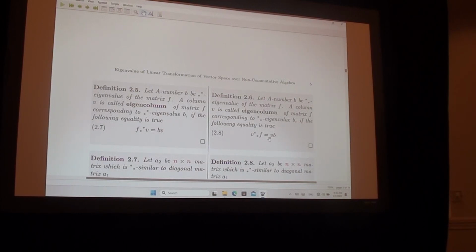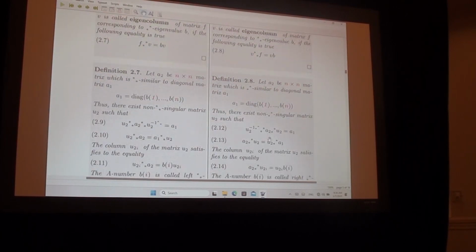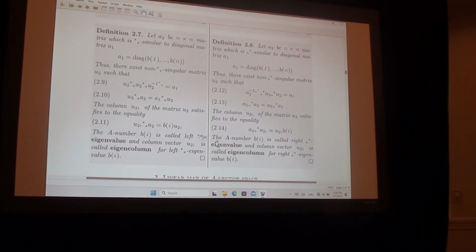These eigenvalues are called singular eigenvalues. Now we consider left and right eigenvalues. Let A2 be a square matrix which is CR similar to the diagonal matrix A1. Thus, there exists a CR nonsingular matrix U2 such that equalities 2.9 and 2.10 are true. The column U2I of the matrix U2 satisfies equality 2.11. The number BI is called left CR eigenvalue, and column vector U2I is called eigencolumn for left CR eigenvalue BI.